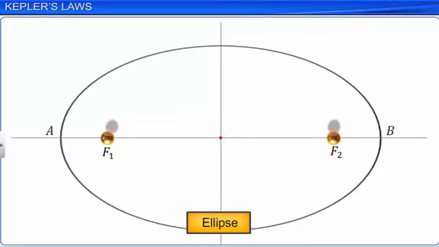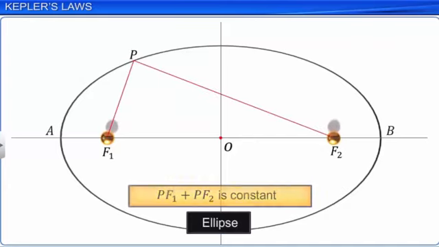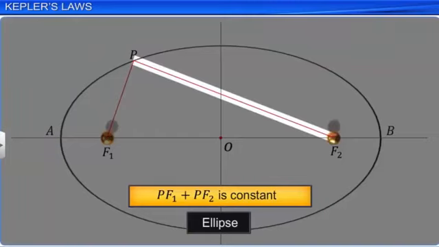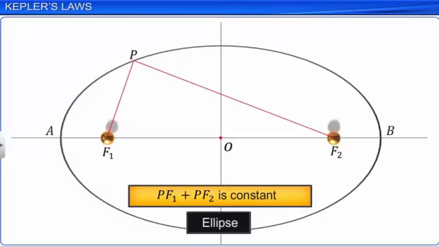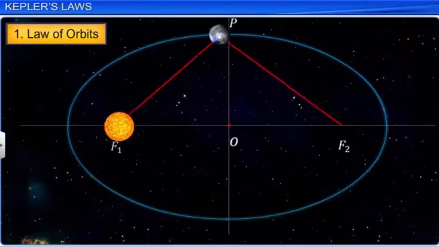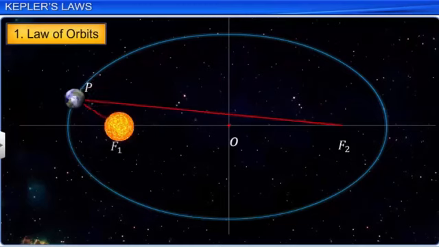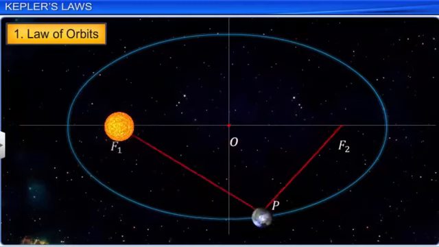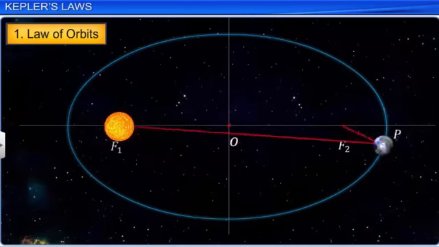For any point P on the ellipse, the sum of the lengths PF1 and PF2 is constant. So, as per the first law, the Sun is at one of the foci of the ellipse and the planets rotate around it in elliptical orbits. Also note that sum of the lengths PF1 and PF2 is always constant.